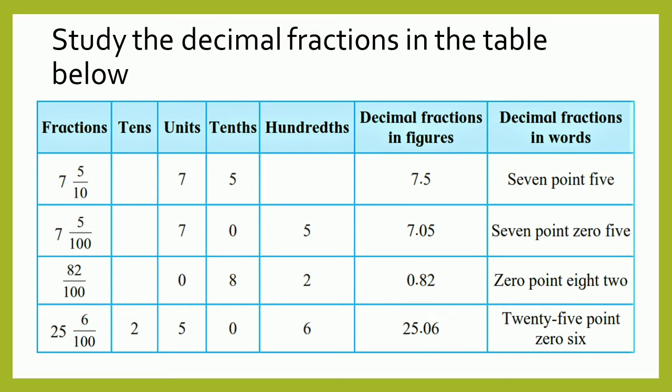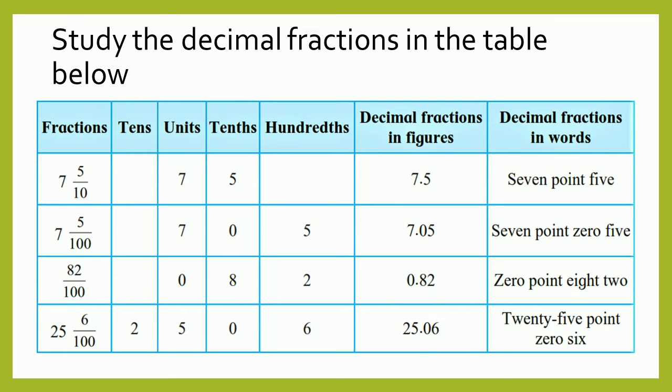Now the first column is fraction. The first fraction is 7 and 5 upon 10. So we write 7 at the unit place, so 7 units. Now 5 is at the tenth place. Why? Because this is 5 out of 10. So this is the tenth place. So we can write it in decimal as 7.5 and read it as 7.5.